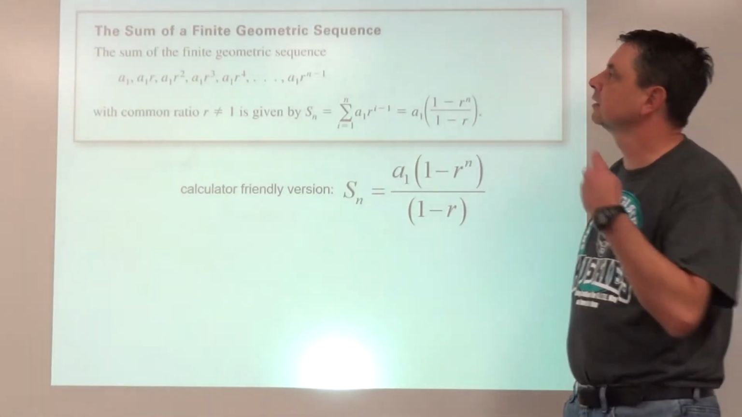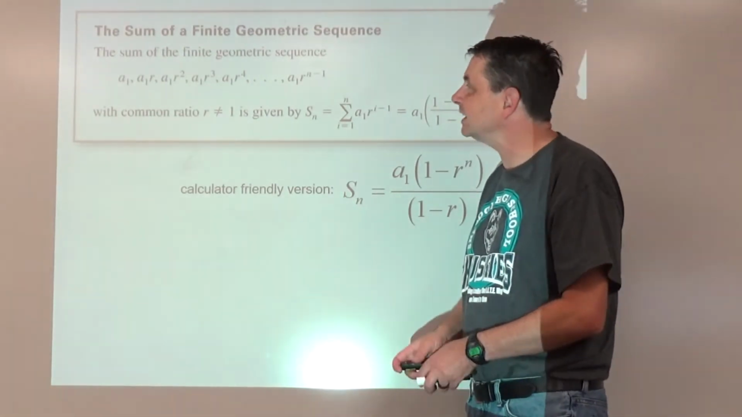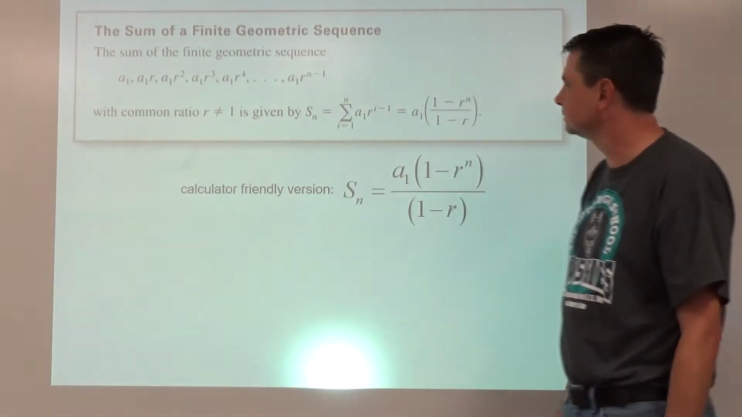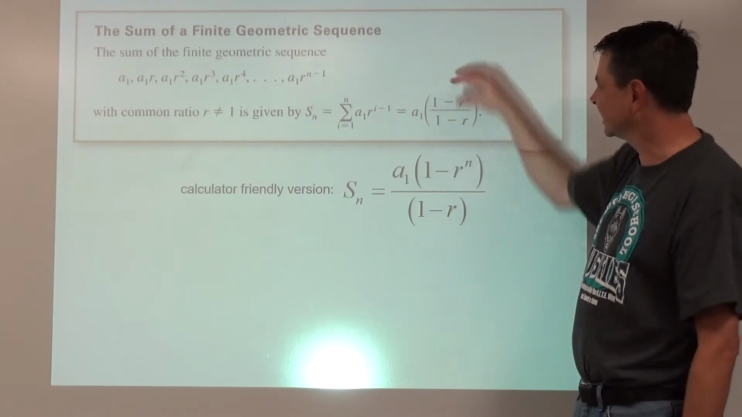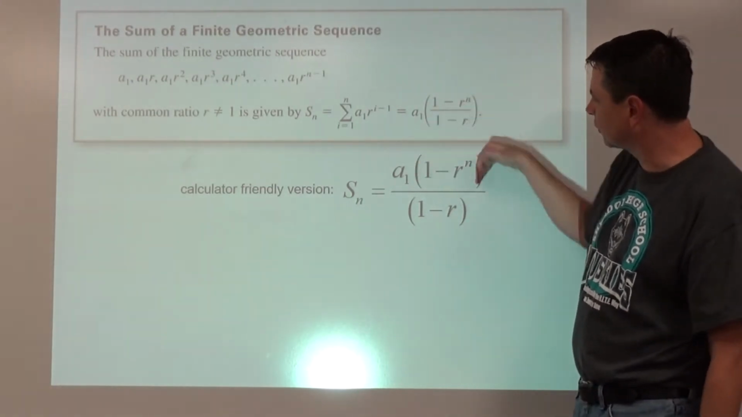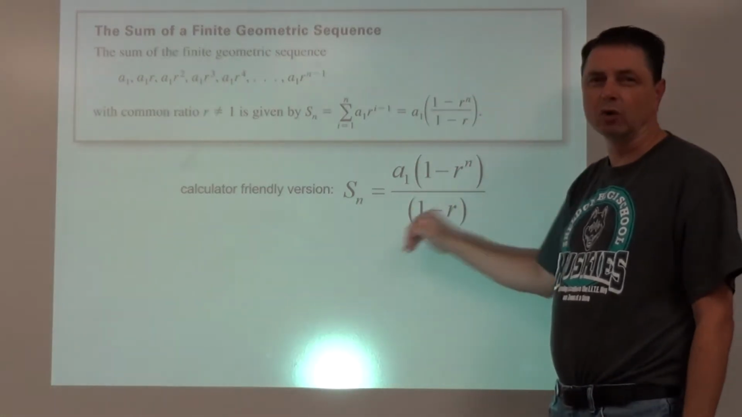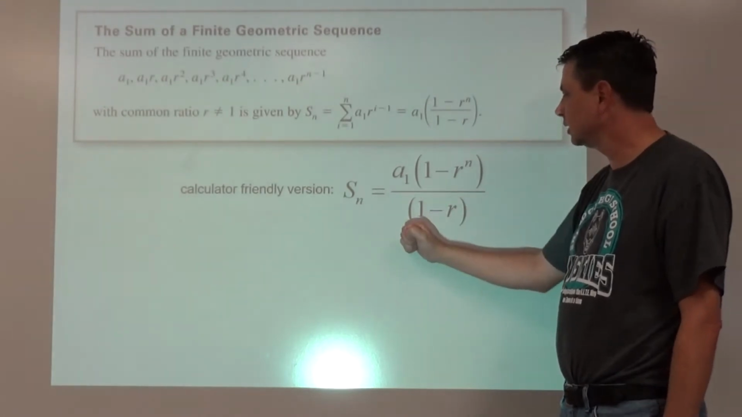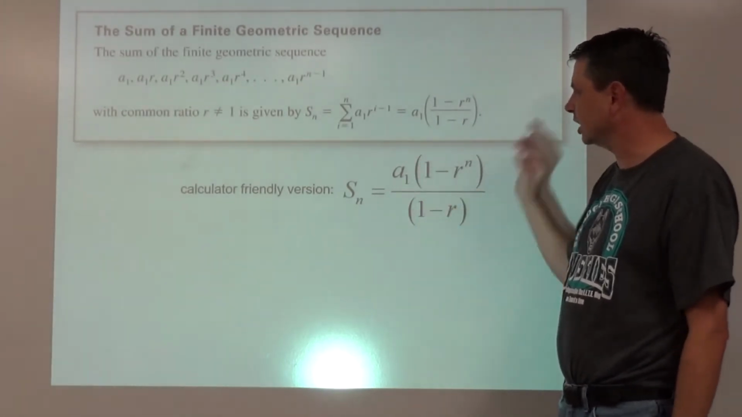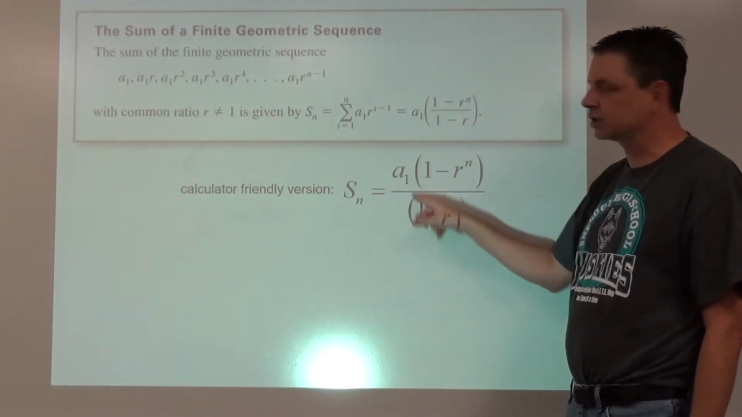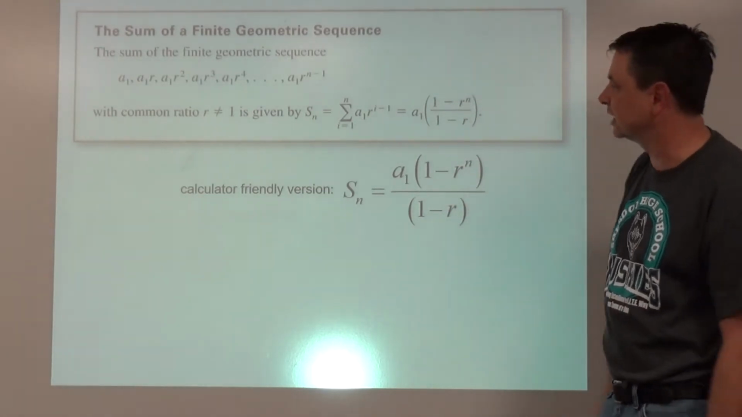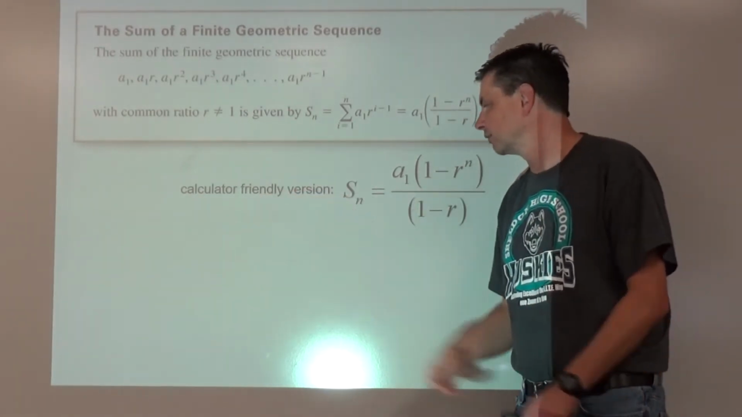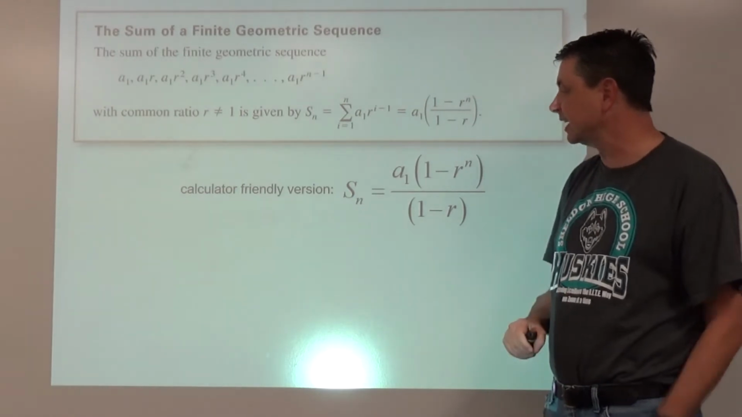All right. The sum of a finite geometric sequence looks like this. They have it like this. I prefer it like this, especially for calculator use. I think it's more handy to understand. Above and below fraction bars act as if they are in their own set of parentheses. Calculator-friendly version. Sum of the first n terms.